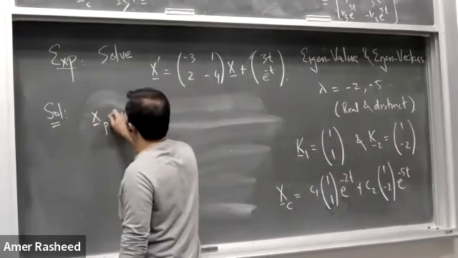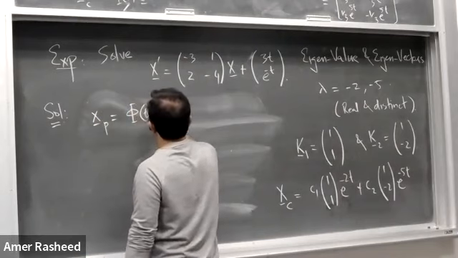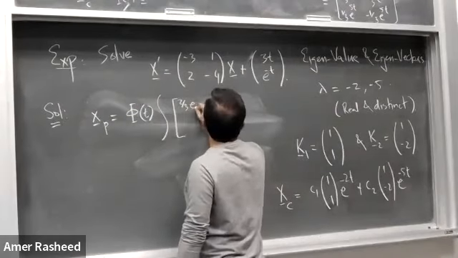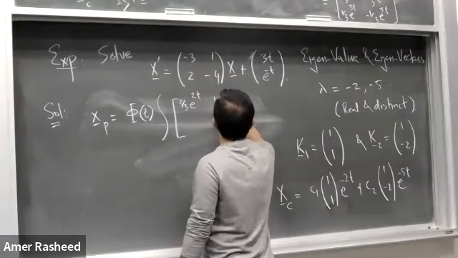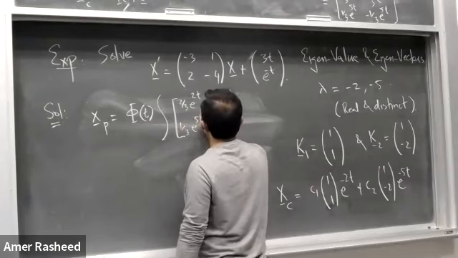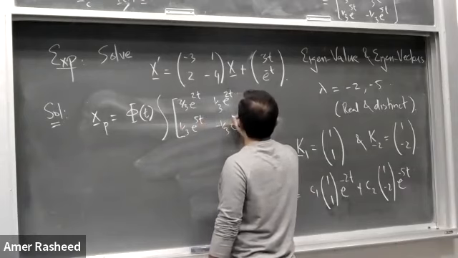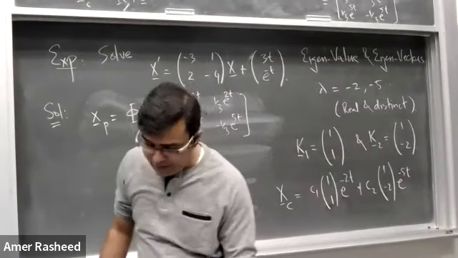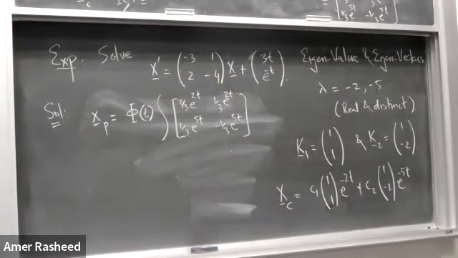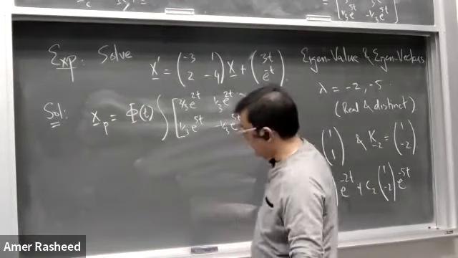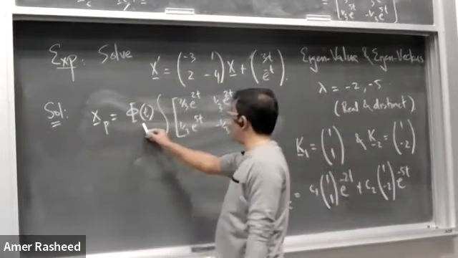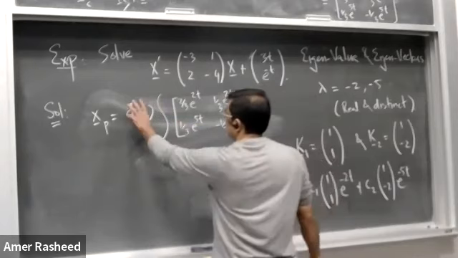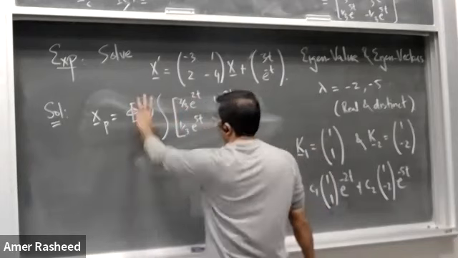So XP is phi of t times the integral of its inverse. Its inverse is 2/3 e to the power 2t, 1/3 e to the power 2t, 1/3 e to the power 5t, and negative 1/3 e to the power 5t. Correct me if I'm wrong somewhere; you have to verify these things yourself. Let me check whether I have written it correctly. Yes, it's correct. You have to insert the value of phi here as well, but I'm not putting it here because I have to write this method. At the end, I'll write the value of this.